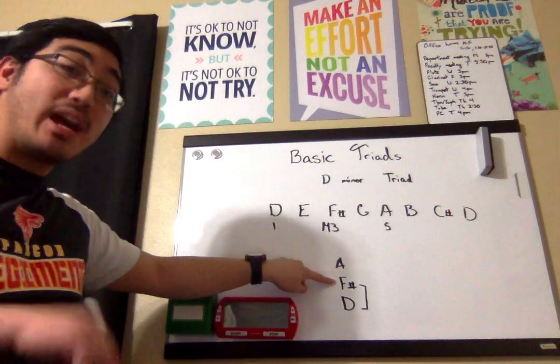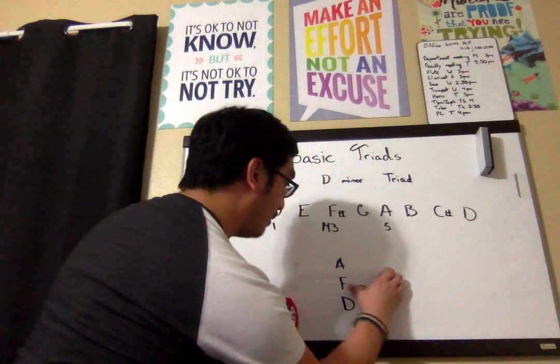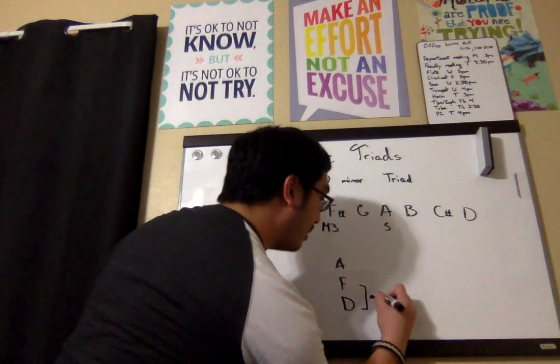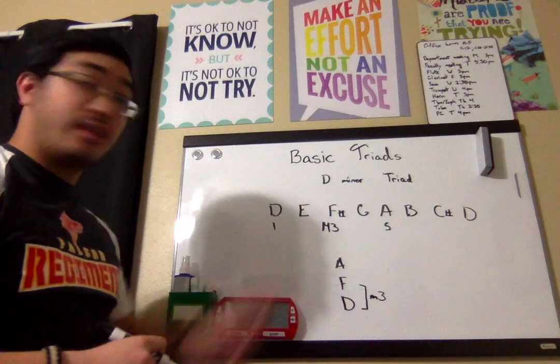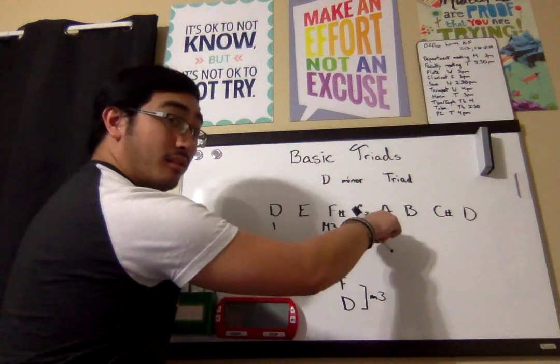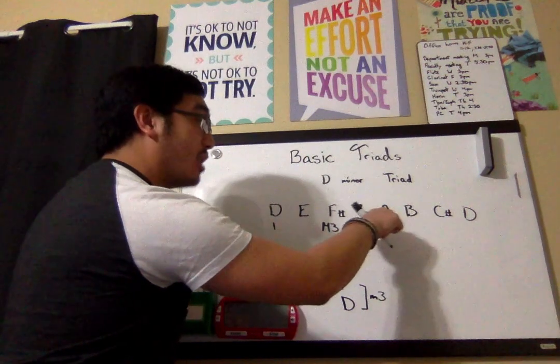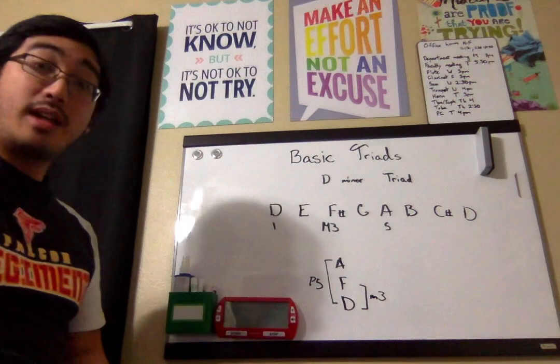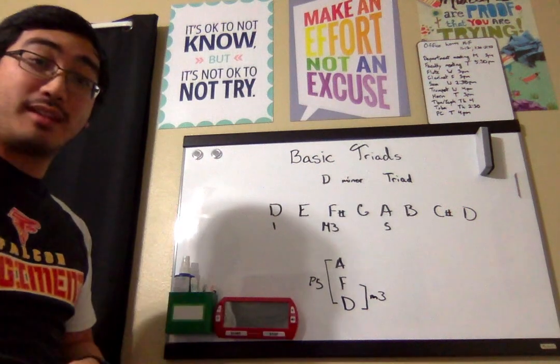F sharp down a half step is F natural, which gives us our minor third. In a minor triad, we still want a perfect fifth. In the scale, it's still diatonically a perfect fifth. Done. You don't have to change the fifth.